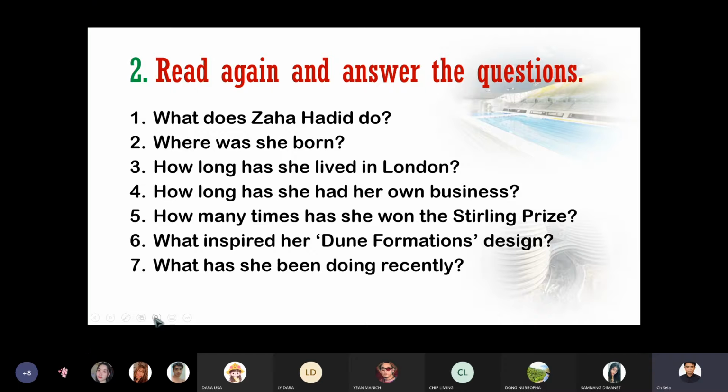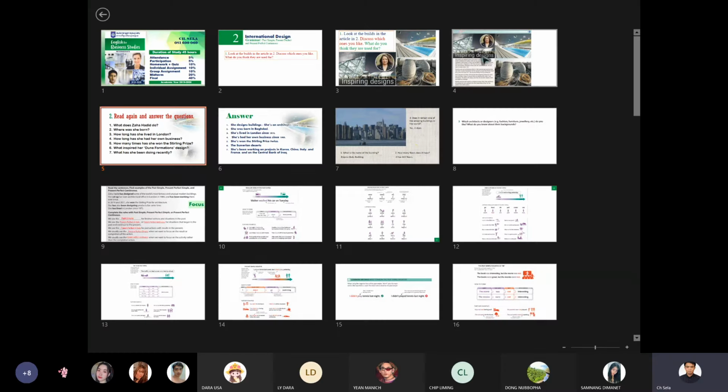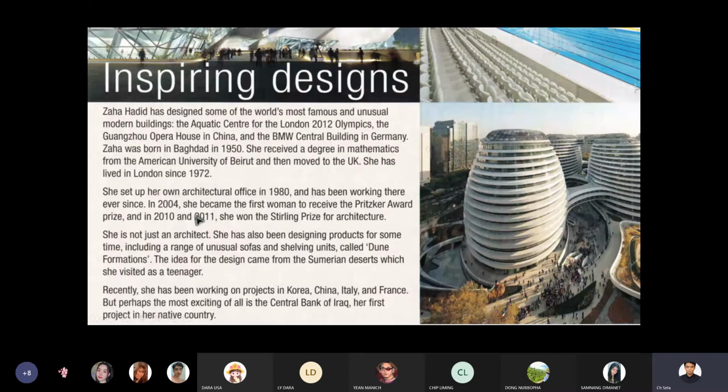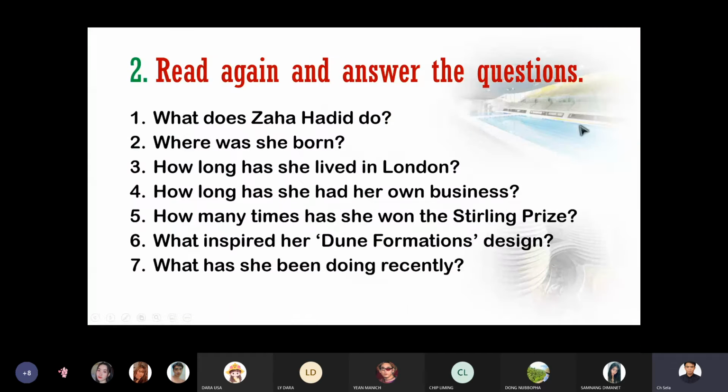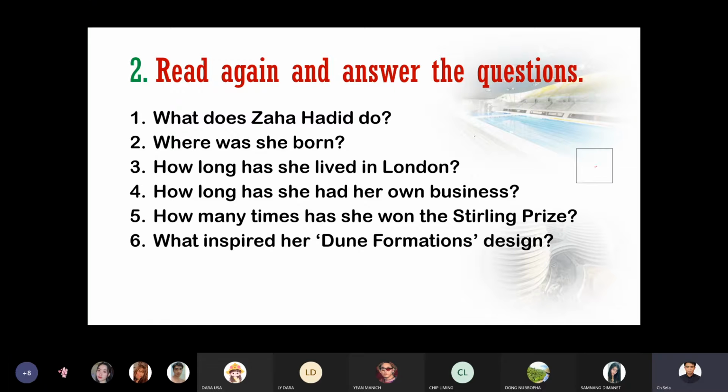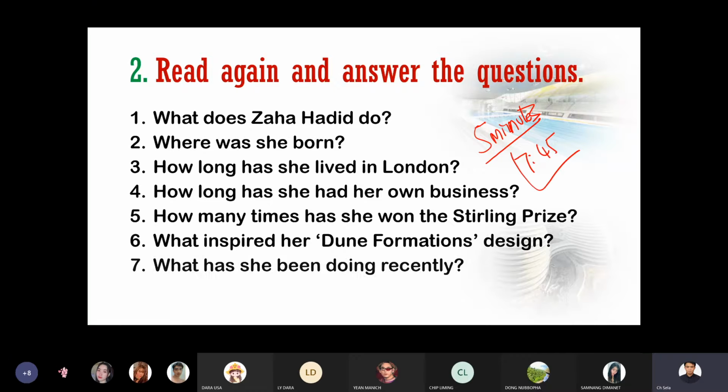So you need to read the text here again and answer the seven questions here. All right. So these questions are not difficult at all. And in case you don't have a textbook, you can go to Telegram. I sent you the page already. You can read and answer. So I think you can have around 5 minutes. Okay, guys, 5 minutes to read and answer these questions. So we will check the answers together at 7:45.